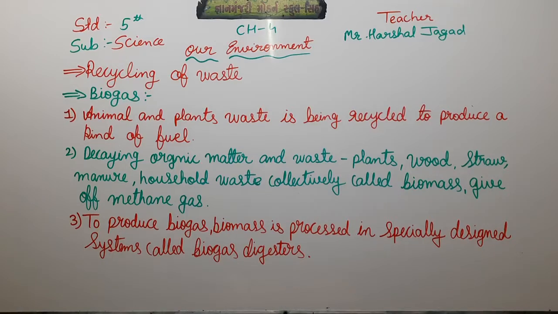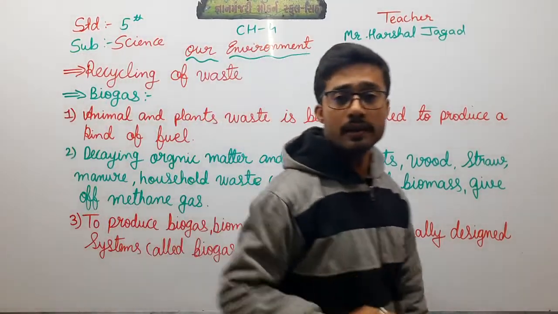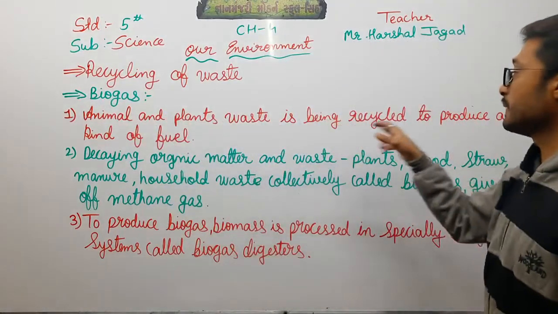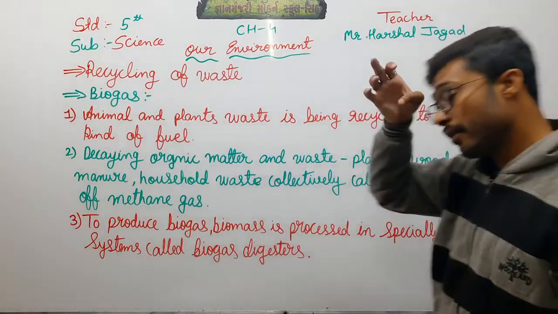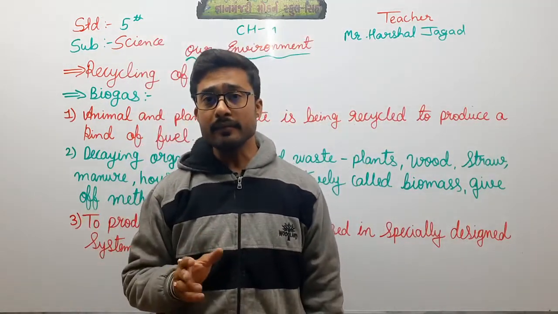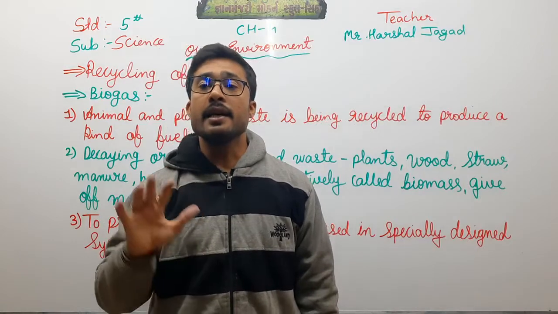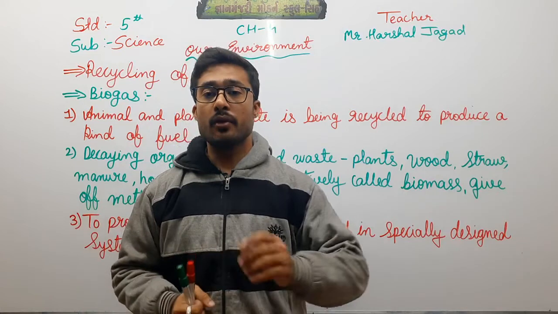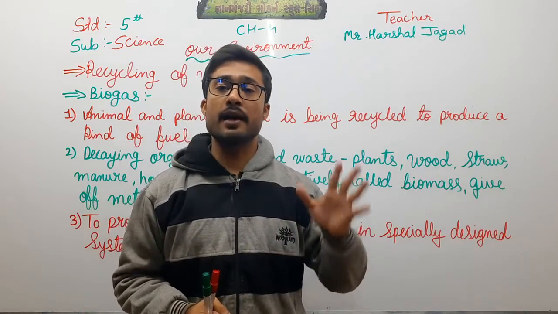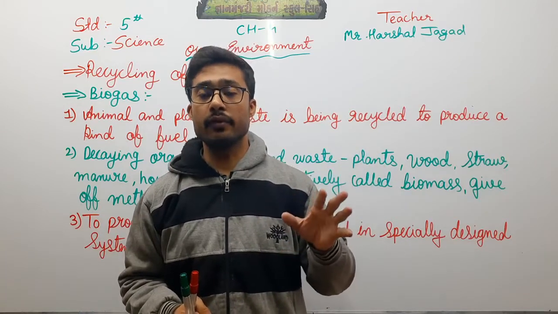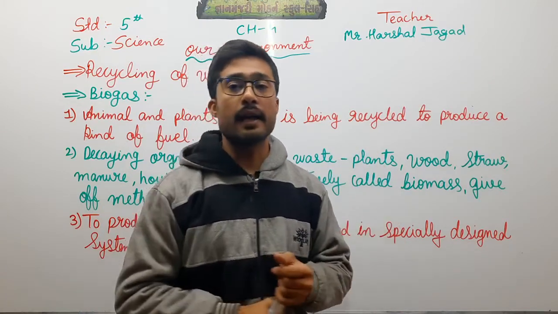So these are the 3 points of biogas. Let us see one by one all these points. Firstly, animals and plant waste is being recycled to produce a kind of fuel. It means the waste produced by plants and animals is further used as fuel. Okay, that is biogas.